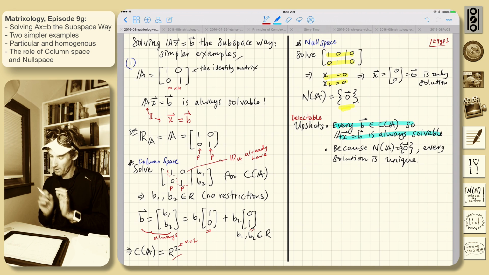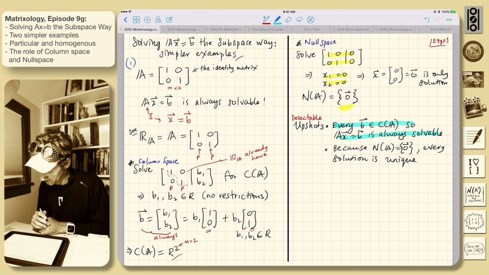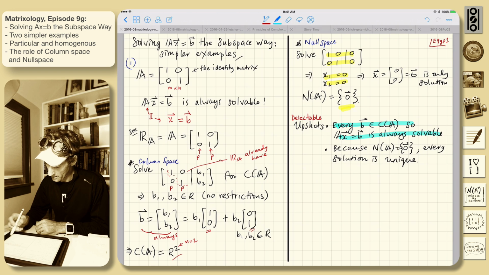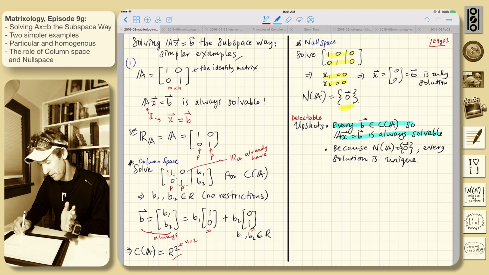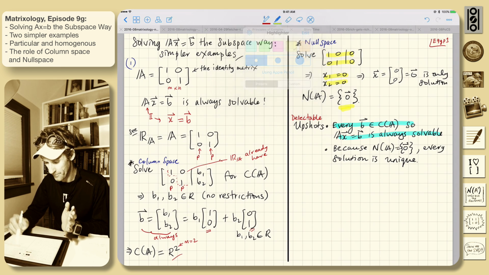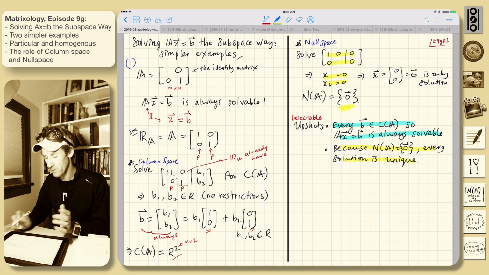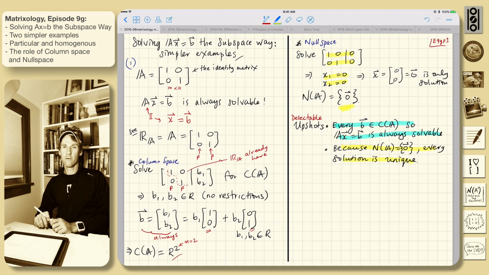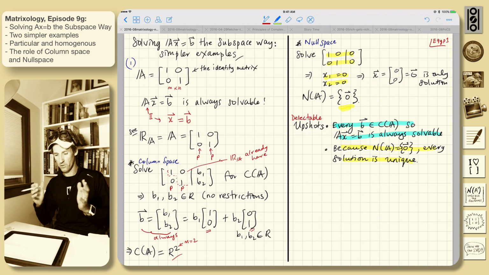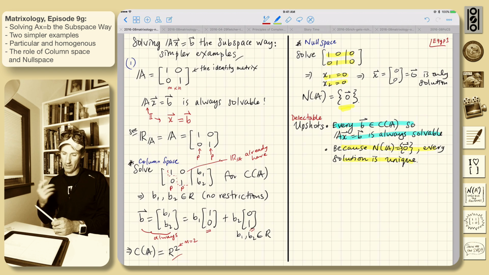So that's it. I mean, dare we say, trivial situation, but it's a nice one to work through. And then, on the other hand, because the null space of A is 0, every solution is unique. Good. There are a lot of square matrices that reduce to the identity in that they have all their pivots. But this is one where we started with the identity.